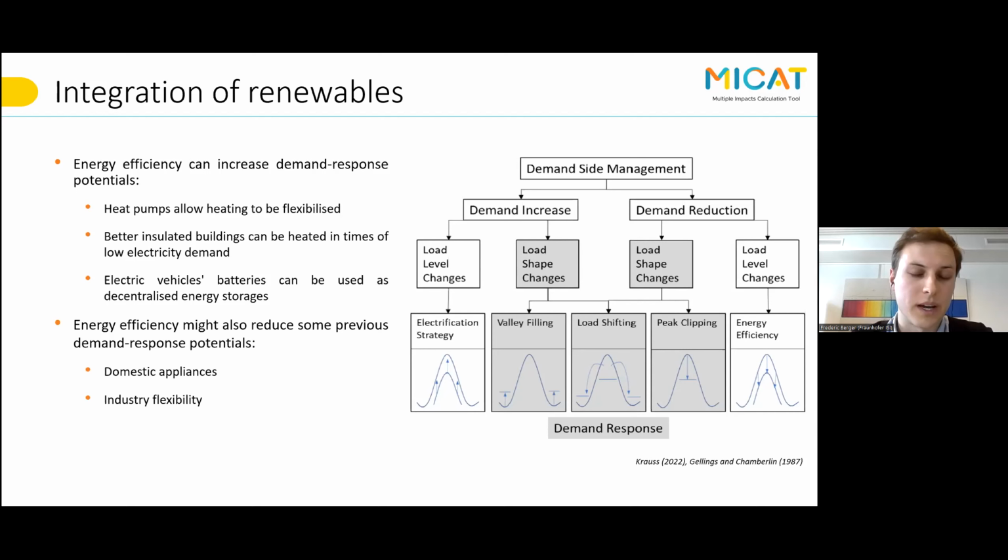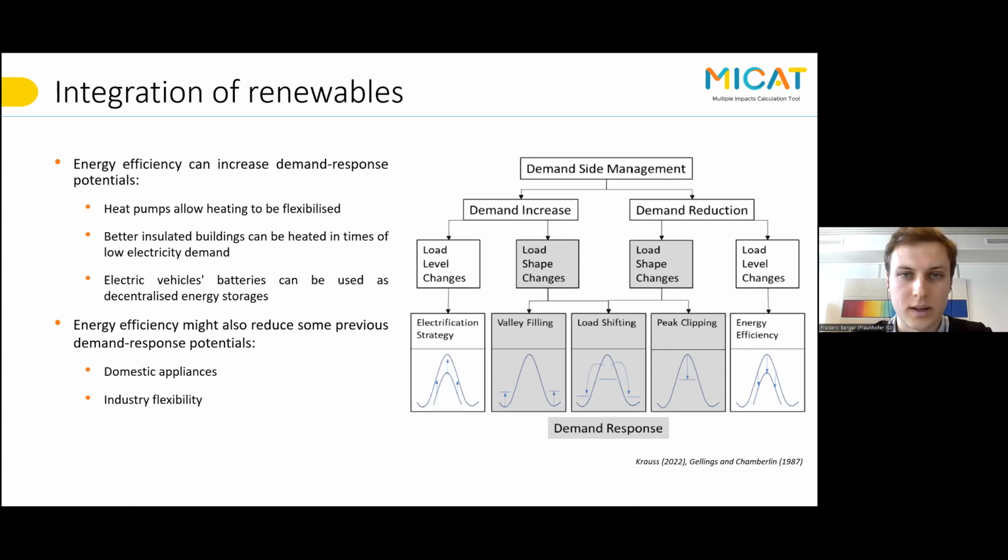demand response potentials. So for instance, cooling industries have often used the possibility to cool at times when electricity was cheap. And we have a lot of industry flexibility, which has provided capacity in terms of demand response, which is going to be reduced when this industry is getting more efficient. So that is something we have to take into account as well.